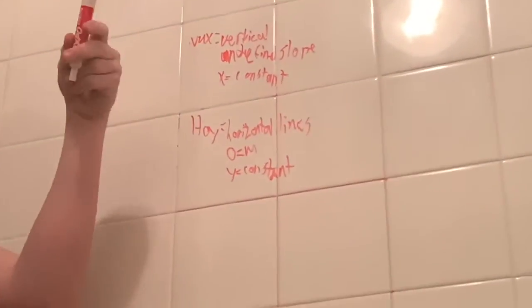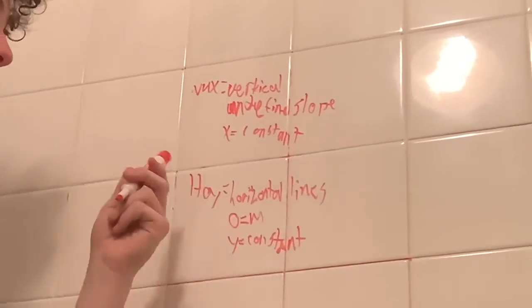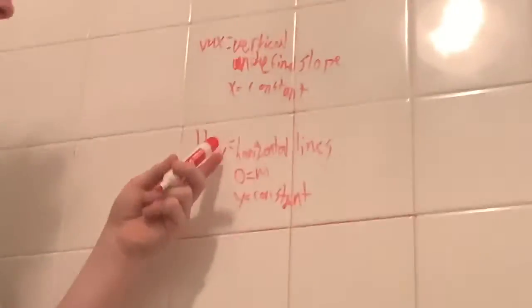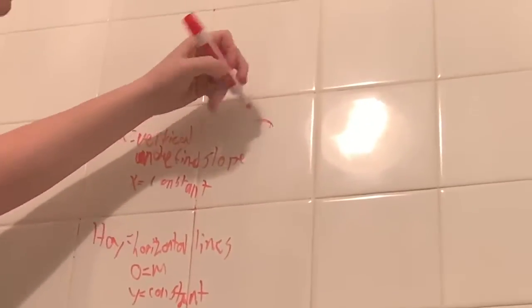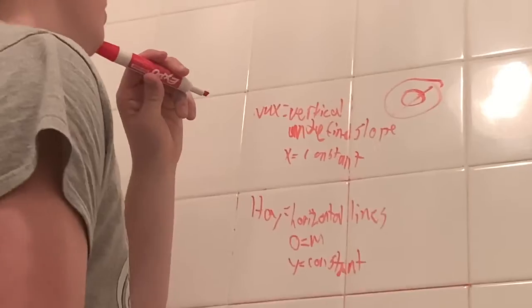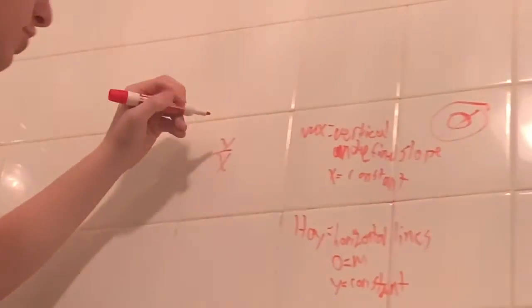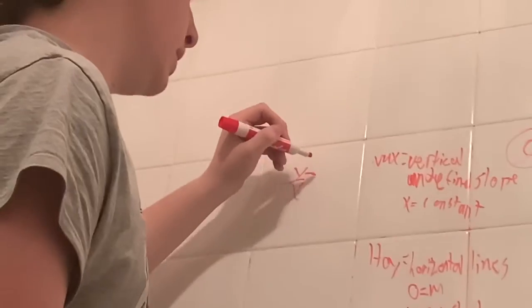so one last thing is Vux and Hoy. See, Vux is a vertical undefined slope, with x being a constant. That's basically undefined. That is its slope. That's its slope. It's undefined. That's basically, I believe, when the top part of our rise over run, our y over x for a slope, the bottom is 0.